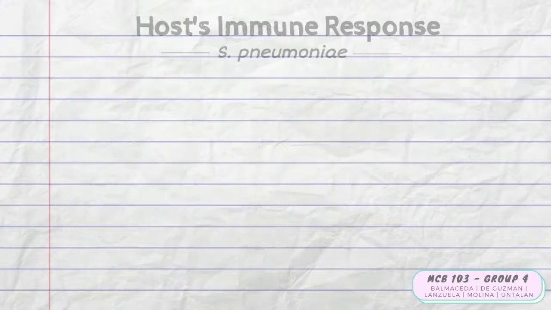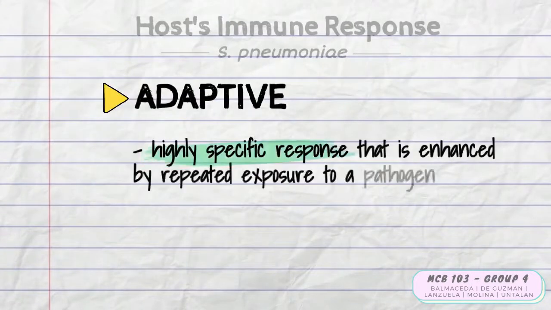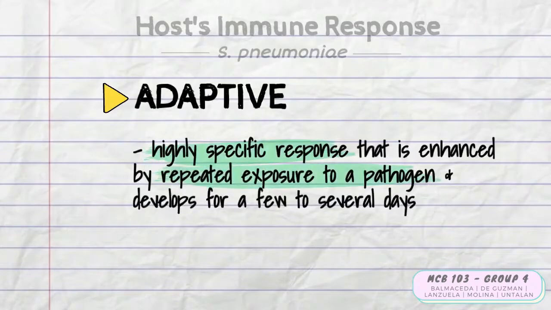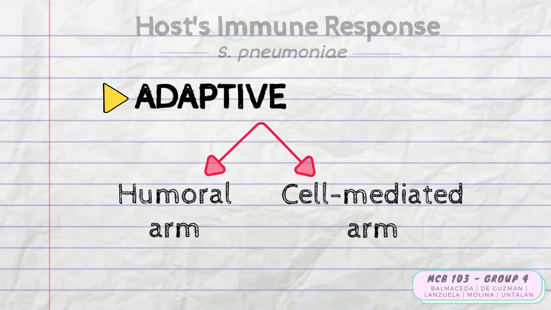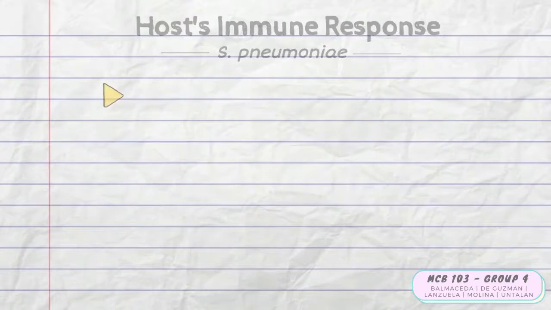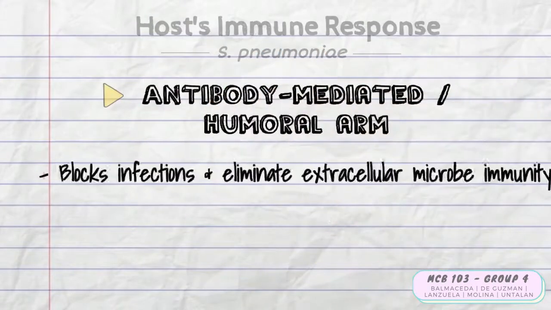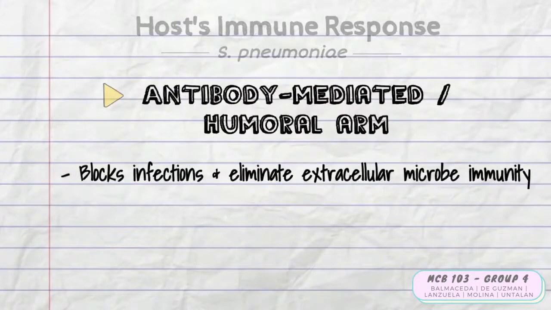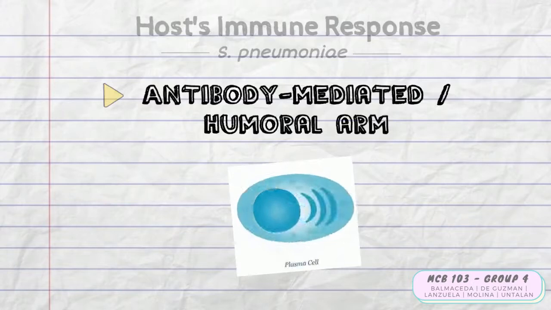On the other hand, the adaptive immune system is a highly specific response that is enhanced by repeated exposure to a pathogen and develops over a few to several days. This type of immunity is subdivided into two arms. First, the antibody-mediated, or humoral, arm of the immune response functions to block infections and eliminate extracellular microbes. This involves B cells as responding lymphocytes, and its effector mechanism comprises antibody secretion.